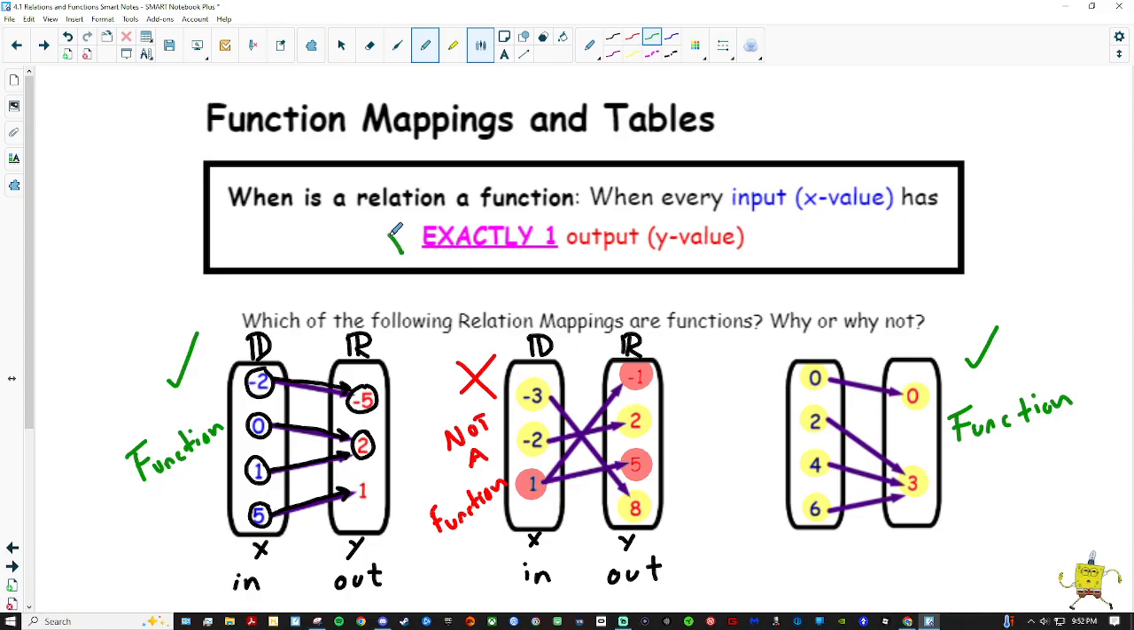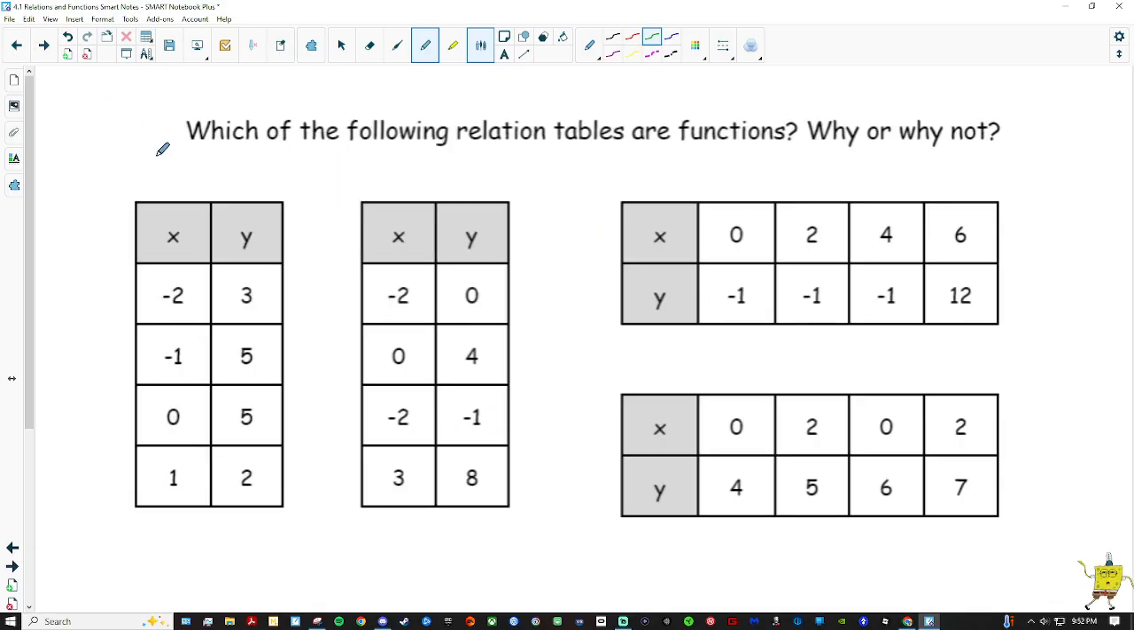As long as we follow the exactly 1 output rule, we can tell if a relation is a function. Okay, let's do the same thing for our tables. Now, the trick for our table is we always want to look at our x values. Our x values are going to be the dead giveaway.